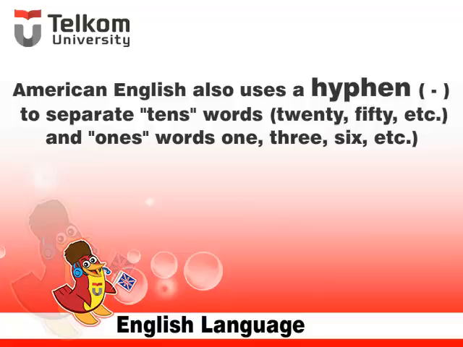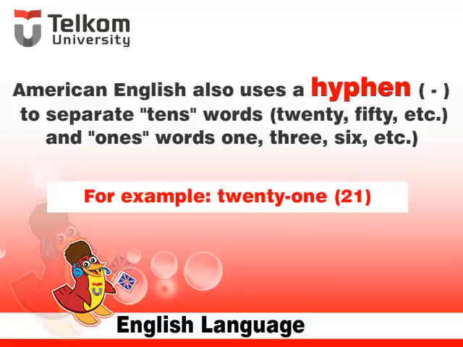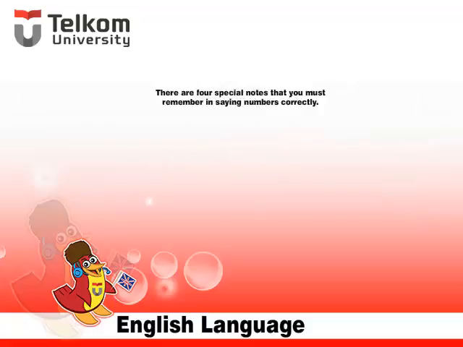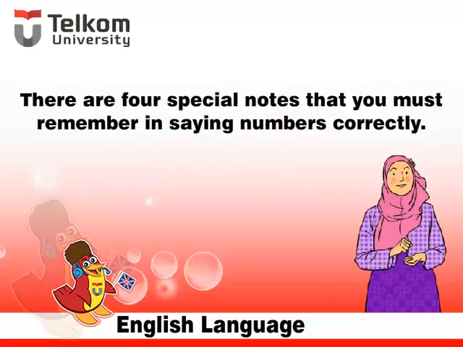American English also uses a hyphen to separate tens words such as 20 and 50, and ones words such as 3 and 6, for example, 21. There are 4 special notes that you must remember in saying numbers correctly.